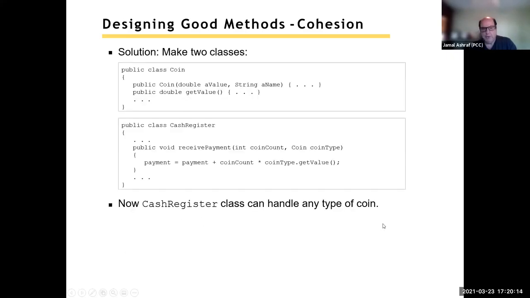So we have two concepts. We have a concept of the coin. And remember, just because the value of the coin is different doesn't mean it's a different class, it's a different object. So my coin is going to have a value, and we can have a name for it. And we can have our get value and the constructors and all those things.